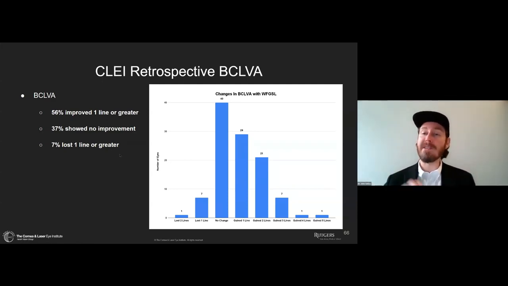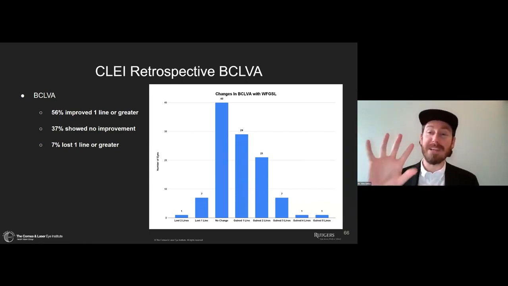Anyway, what we're looking at, though, is that a small percentage, about 7%, actually lost a line or greater. Most of these eyes happened because of decentration of a lens, rotation of a lens that essentially was not stable on the eye. And that actually will reduce the quality of the vision. So you need really, really stable lenses for these to work out.